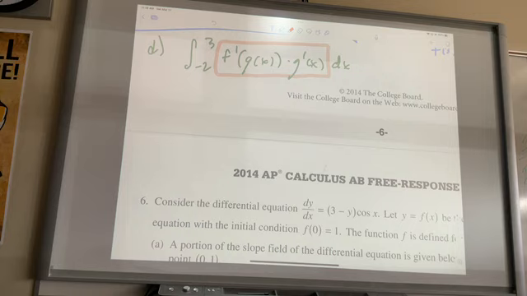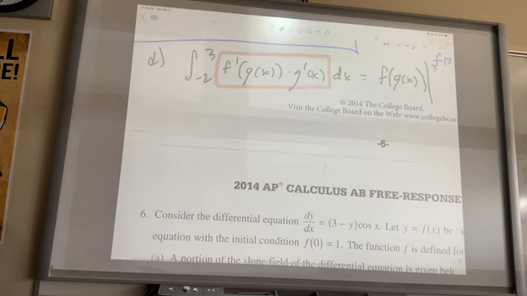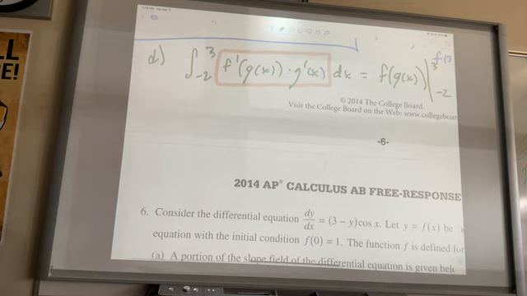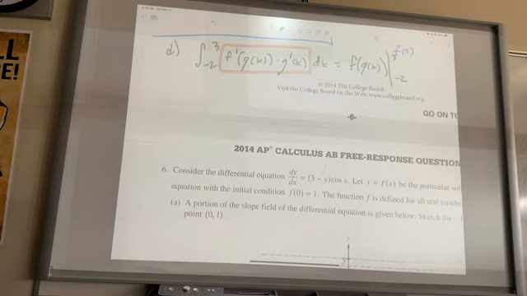Do you guys recognize that f prime of g times g prime? Do you recognize that? It's the chain rule. That's right. That's the chain rule, and what is that the derivative of? So it's f of g of x. So what would the integral of that be? F of g of x, evaluated from negative 2 to 3. Can we just write f of g of 3 minus f of g of negative 2? Okay. It's actually kind of nice. So it's actually not that bad.